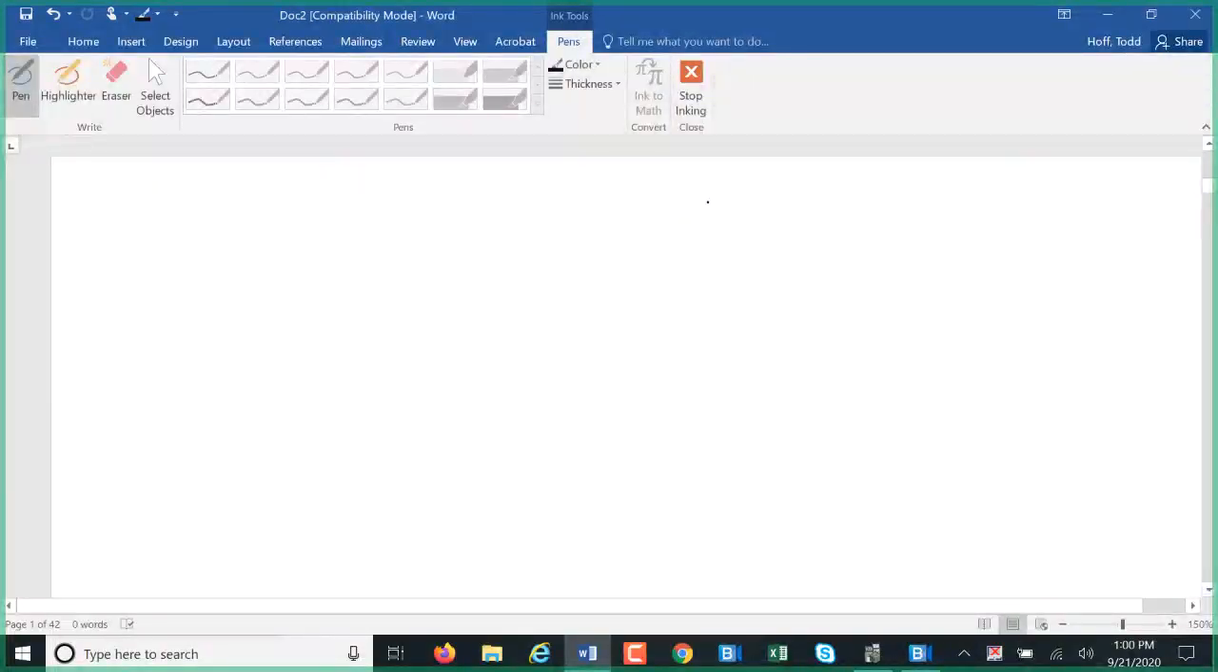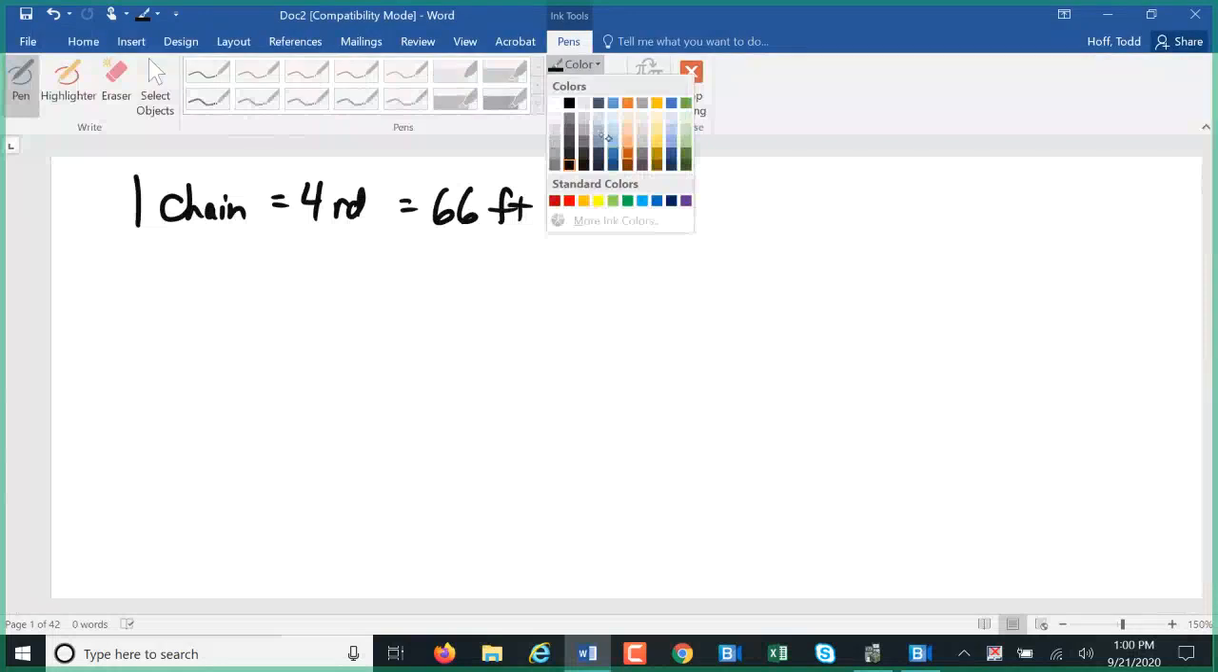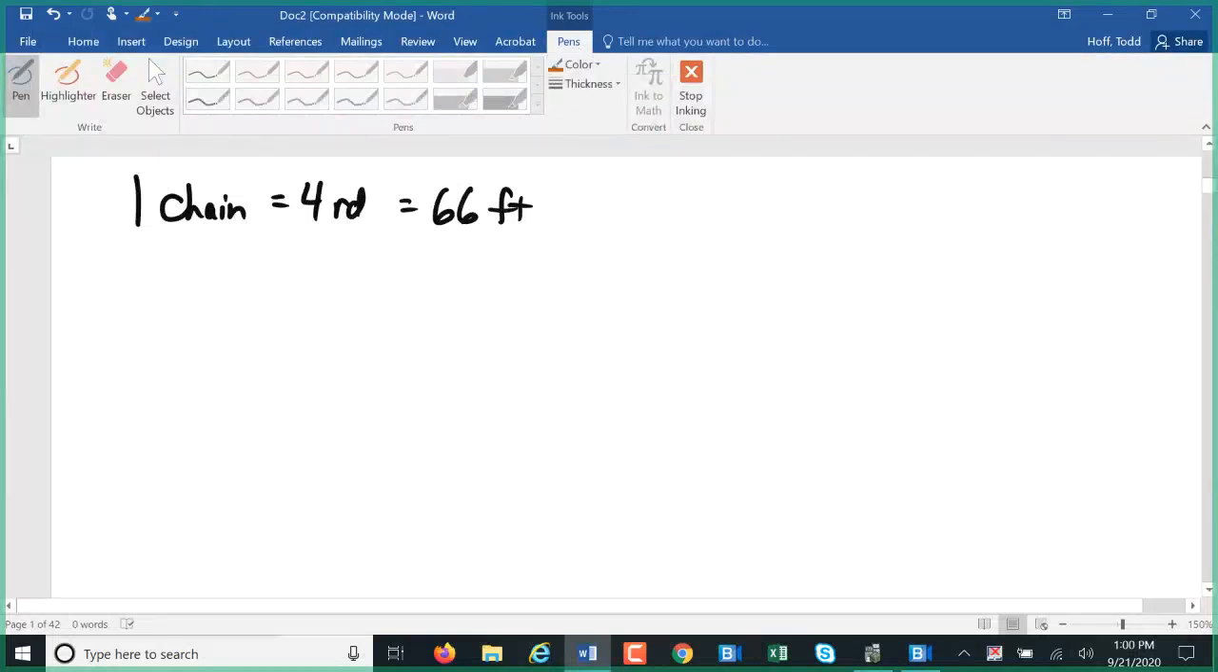Well, there was a unit. I'm never going to test you on this unit, but I want to show you this unit just because it explains where some of our other numbers come from. 1 chain is defined to be 4 rods, which comes up to be 66 feet. You're going to see why that's an important thing in just a minute.